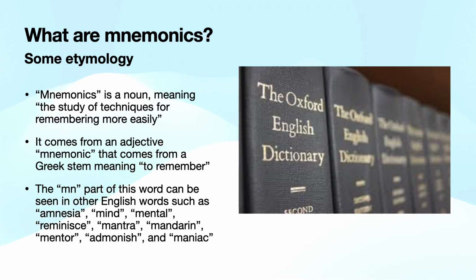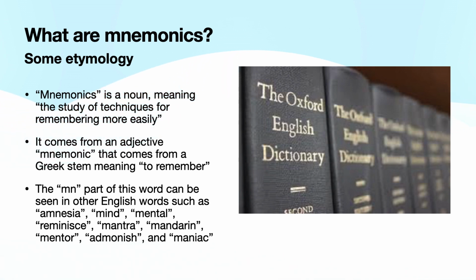Amnesia has what's called an alpha privative, which basically means an A or AN prefix making the word negative. So amnesia is a state of having no memory, just as asymmetry means no symmetry, and agnostic means someone who has no knowledge of whether God exists or not.